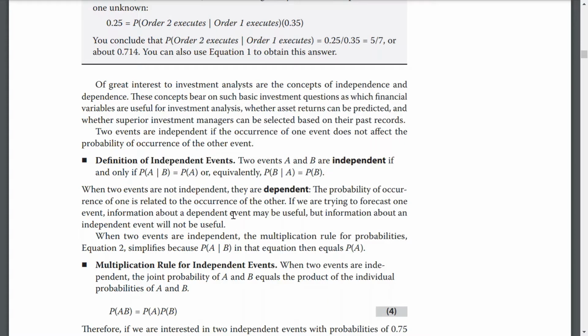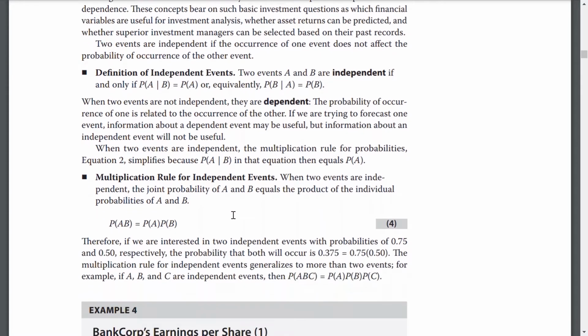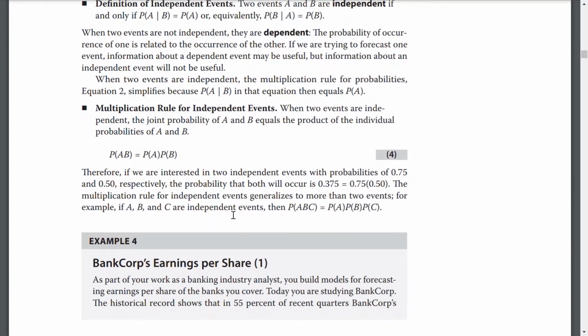When 2 events are independent, the multiplication rule for probabilities, Equation 2, simplifies because the probability of A given B is just the probability of A. Multiplication rule for independent events. When two events are independent, the joint probability of A and B is equal to the product of the individual probabilities of A and B, which is P(A and B) = P(A) multiplied by P(B).